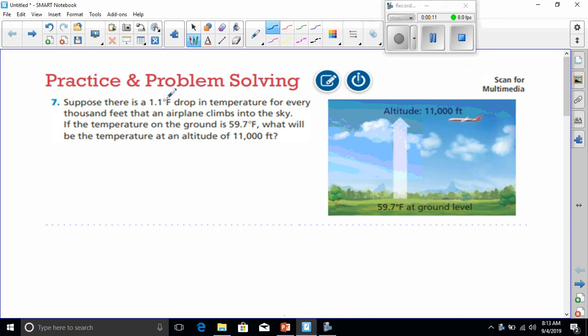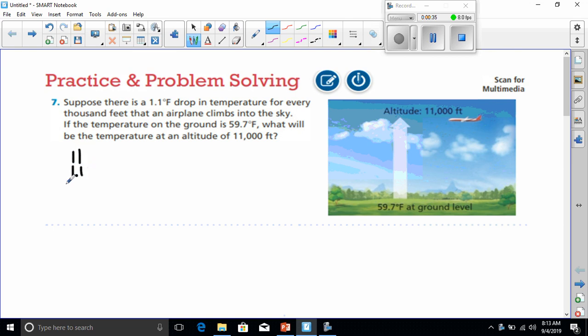Suppose there is a 1.1 drop in temperature for every 1,000 feet that the airplane climbs into the sky. If the temperature on the ground is 59.7, what will be the temperature at the altitude of 11,000? Well, since we're at 11,000 feet and we got 1.1 drop for every 1,000, we're going to have to take 11 and multiply it to 1.1.